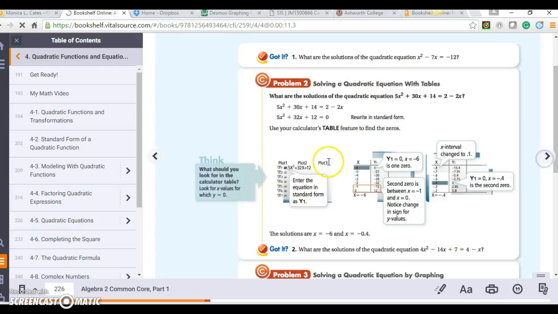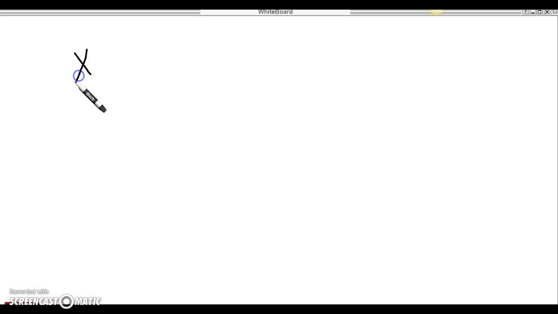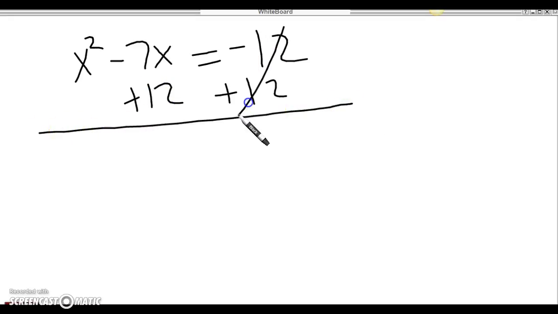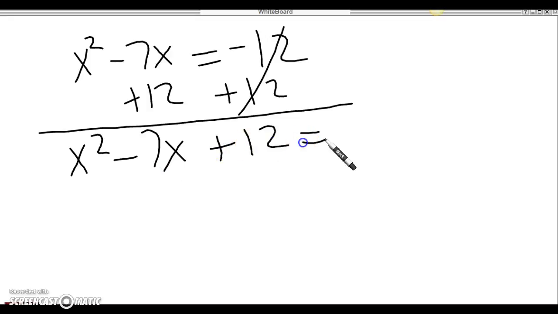Okay, let's take a look at the got it now. So I have, what are the solutions or the zeros of the quadratic equation x squared minus 7x equals negative 12? So let's write that here: x squared minus 7x equals negative 12. Now what's different about this equation? The difference is it's not equal to 0. So I need to make it equal to 0. I'm going to add 12 to both sides so that I can use the zero product property. So I get x squared minus 7x, because I can't add the 12 and the 7x. They're not alike. Plus 12 equal to 0.